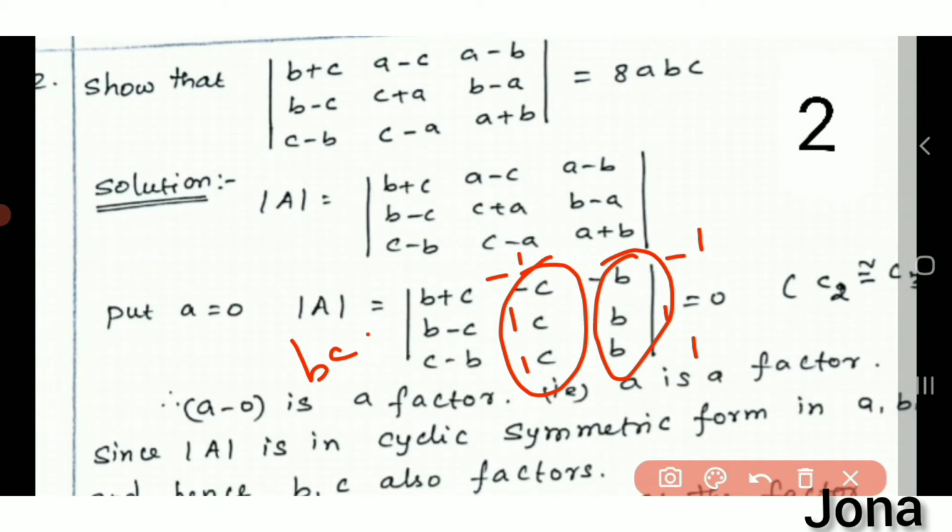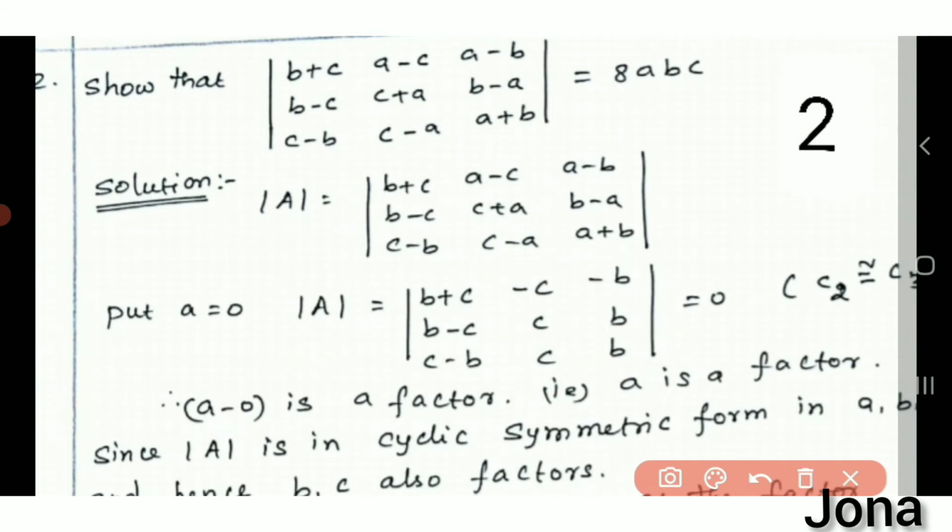So two columns are identical here. If two columns are identical, the determinant is zero, so a minus 0 is a factor. That is nothing but a is the factor. Here only two columns are identical, so we have to subtract 1. That means a minus 0 whole power 1, which is nothing but a power 0. That is nothing but a is a factor. Likewise, for b and c also we can get the same factor there.